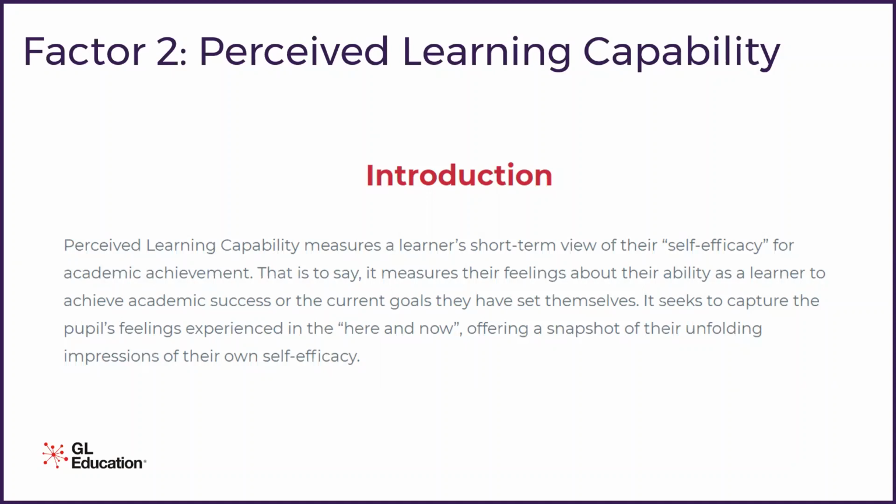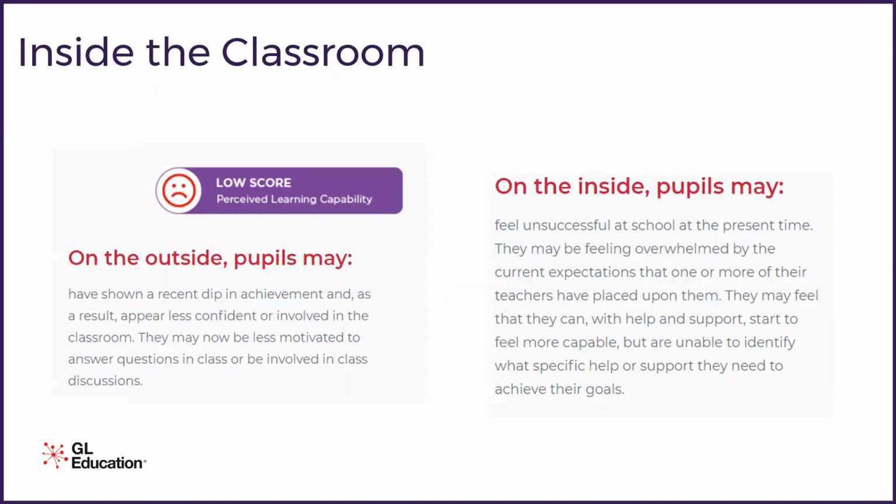The page begins with a detailed introduction of the measure. Next, you will find the area inside the classroom. This may be an area of particular interest which you may want to highlight to staff. It provides an overview of students' introvert and extrovert behaviours, which can indicate difficulties within a particular factor.